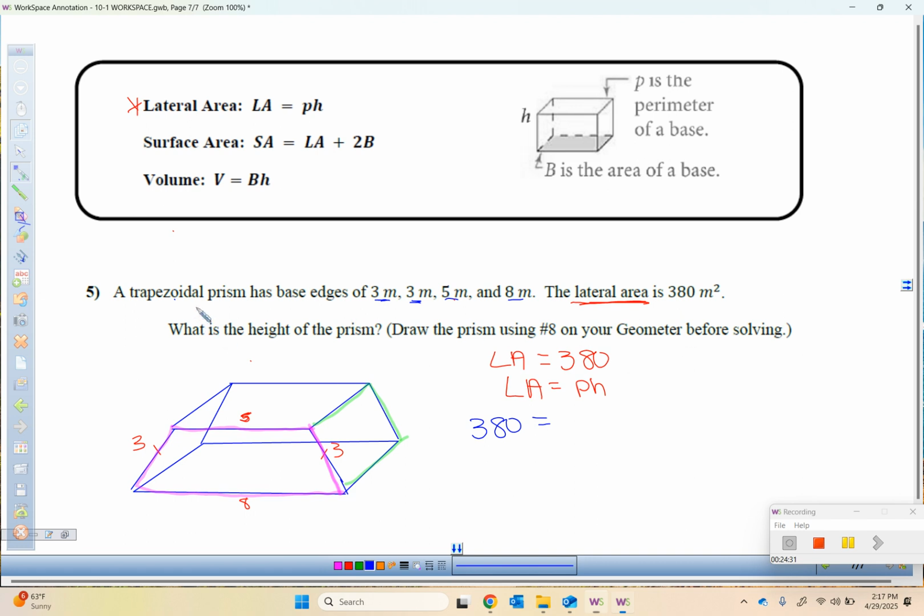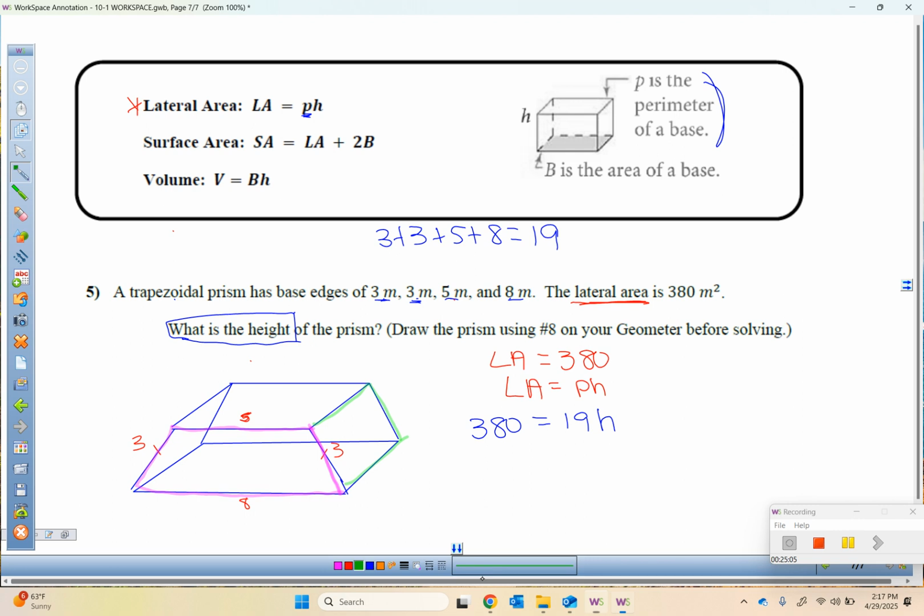My P is what? Well, let's see here. P is the perimeter of a base. Well, I have my base highlighted, and remember how we find the perimeter? We add all the sides. So it's just all these sides added together. So it's 3 plus 3 plus 5 plus 8. And all of these added together, I think, is 19. Okay, so my little p is 19. Okay, what I don't know is my h, and that's what it wants to know, the height. It wants to know what h is.